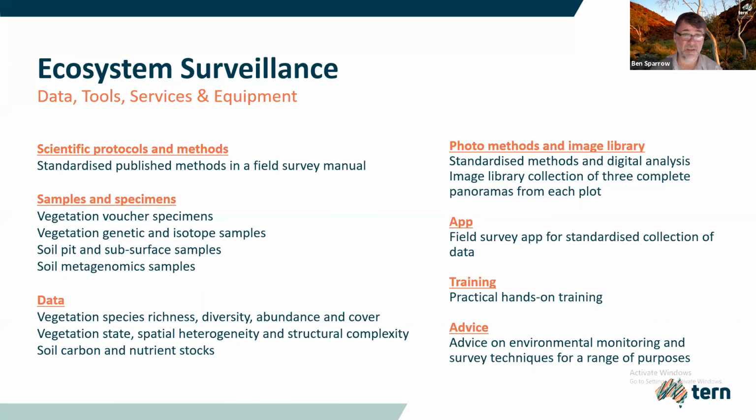We have around 50,000 genetic and isotope samples as well. So these are leaf tissue samples that you're able to apply for use and use for a range of applications, genetics and isotopes being two of the more common. There's soil, pit and subsurface samples, so about 37 soil samples are taken in each of our plots at about half a kilo, and they're all stored and made available as well. And then metagenomic samples too, so soil samples that are collected and stored in a way to enable them to be genetically analysed.